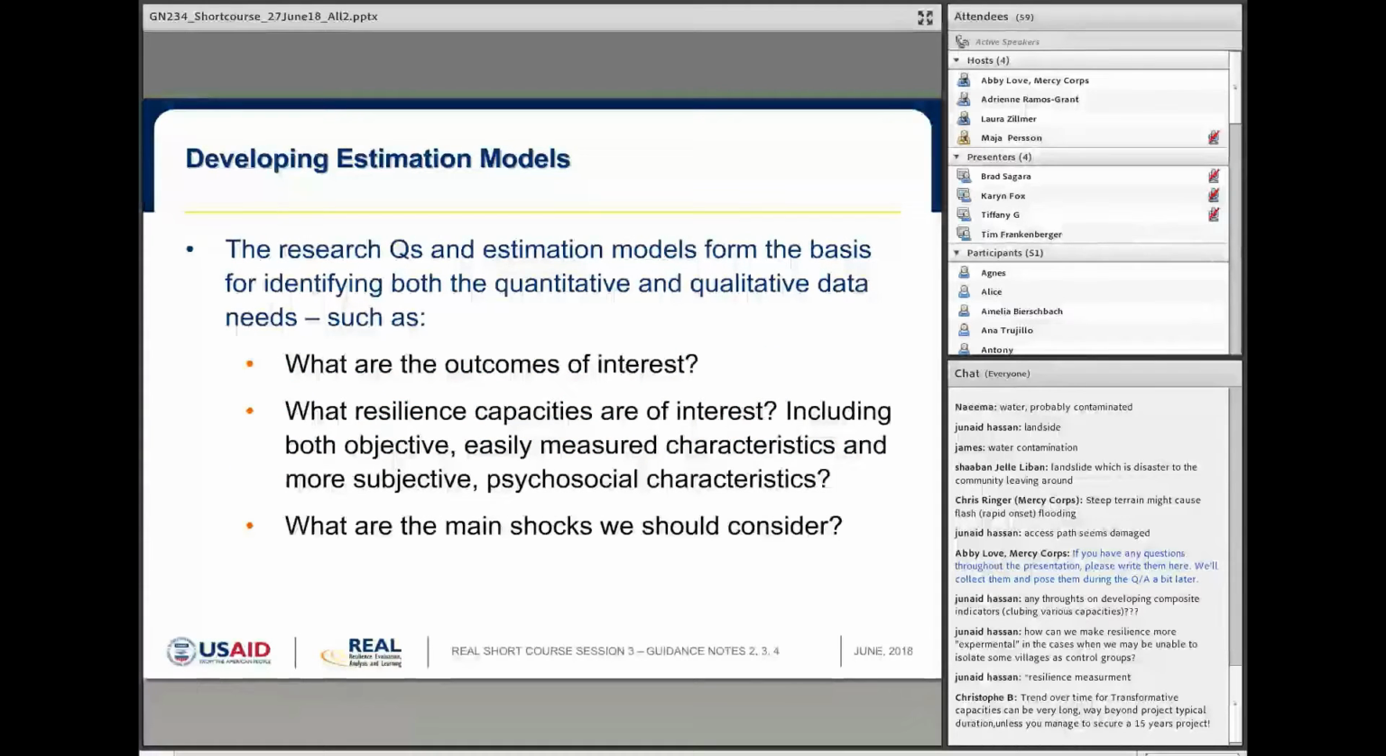Some of the research questions that help us put these estimation models together are: what are the outcomes of interest? Is it food security? Is it poverty? Is it health? What resilience capacities are of interest? We want to look at both the objective capacities that are easy to measure, as well as the more subjective psychosocial characteristics of households. And then, what are the main shocks that we need to factor into our estimation model?